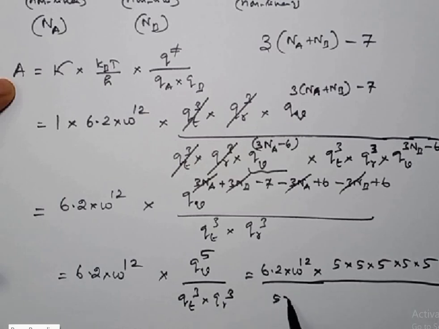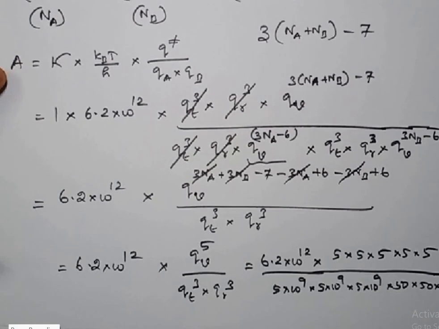QT cube is 5 into 10 to the power 9, 5 into 10 to the power 9, 5 into 10 to the power 9. Then what is QR? Contribution of QR is 50. 50 into 50 into 50. Right? Up to this, any doubt?